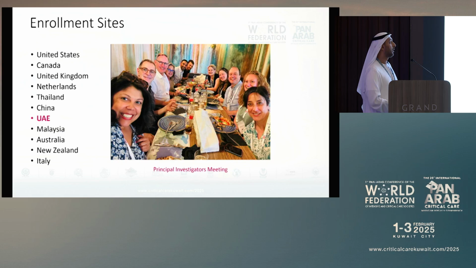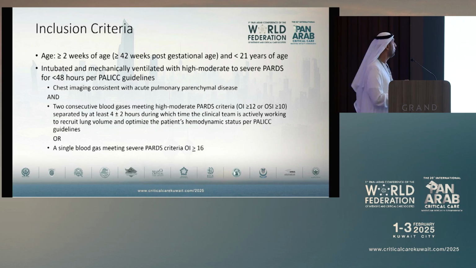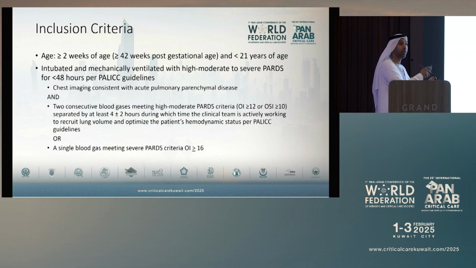This is a meeting with many investigators trying to discuss the recruitment. Here I am in the back if you can recognize me there. So the inclusion criteria: we include any patient except neonates, so above 2 weeks of age until 21 years of age. Those patients who have moderate to severe ARDS should be randomized within 2 days of meeting the criteria. Otherwise, we cannot keep them with other management and then put them on the outcome.